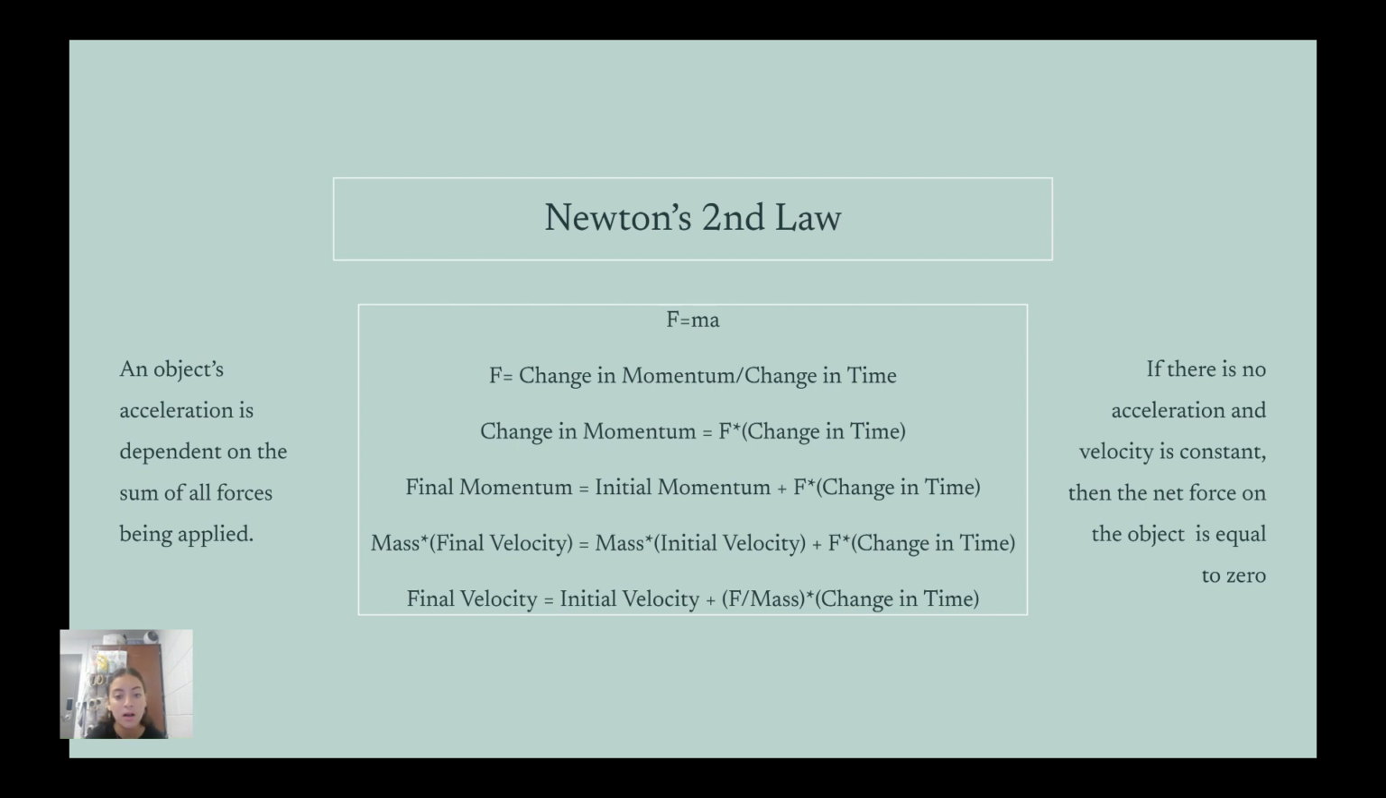Newton's second law states that an object's acceleration is dependent on the sum of all forces being applied. And you can see the derivations that we used in order to get the velocity update formula from Newton's second law, F equals ma. If there is no acceleration and velocity is constant, the net force on the object is equal to 0. We can see that by plugging in F equal to 0 into the final equation, which results in final velocity equal to initial velocity, meaning that it is constant throughout when F is equal to 0.